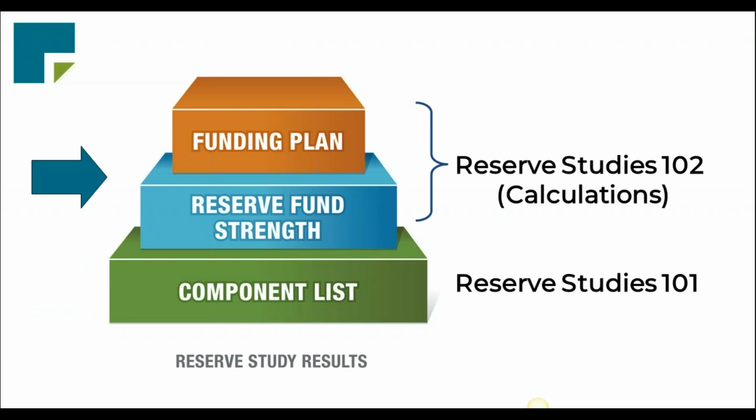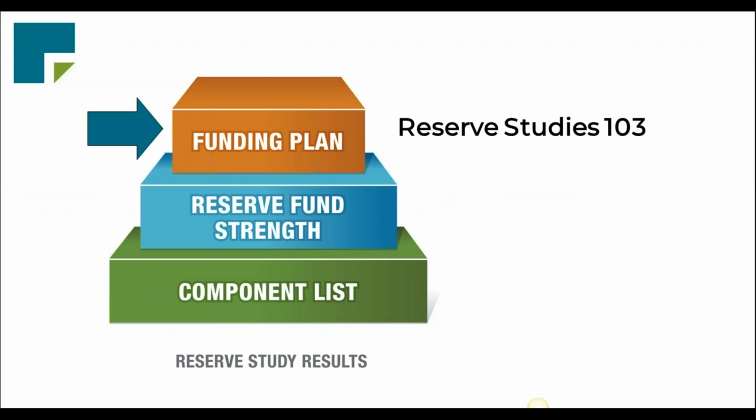It's on the basis of that component list that we calculate reserve fund strength and the funding plan. Our Reserve Studies 102 webinar, also available on YouTube and our website, is an overview of all those calculations and the entire financial analysis side of the reserve study. And this brings us to today, Reserve Studies 103. You can probably see where I'm going. Funding calculations are going to be influenced both by the component list and the association's starting reserve fund strength.